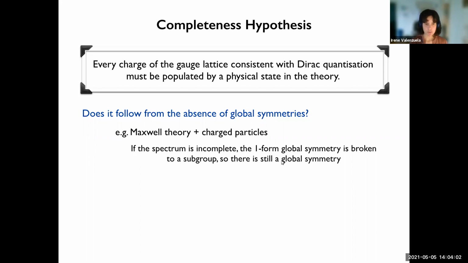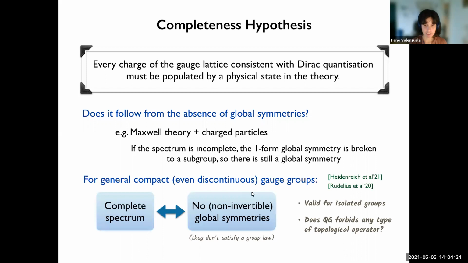Okay, so what I said here is a bit cheating, in the sense that this relation between the complete spectrum and the absence of global symmetries works very nicely for a continuous gauge group. But there were actually some counterexamples for finite discrete groups and disconnected groups.